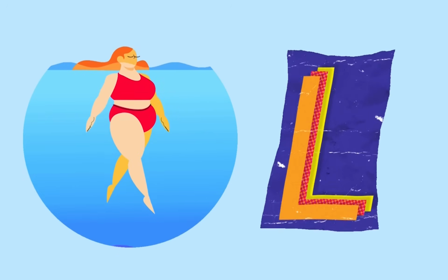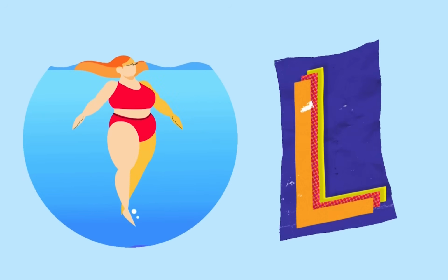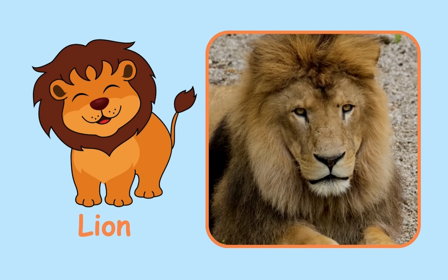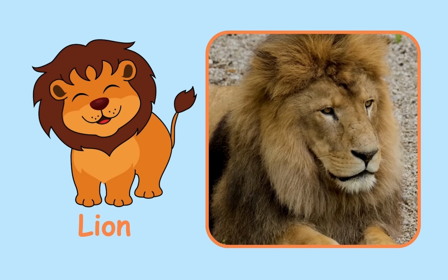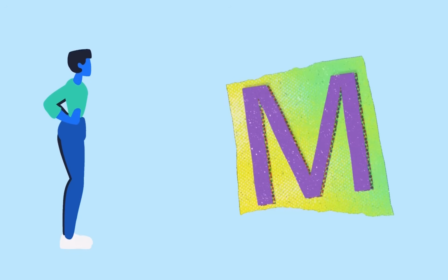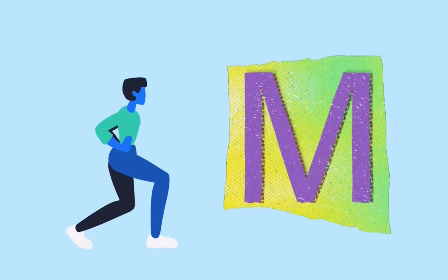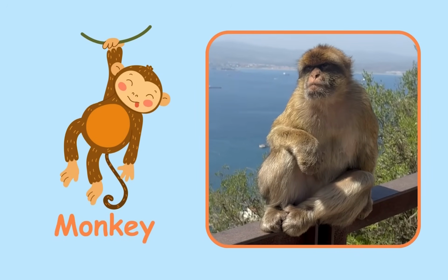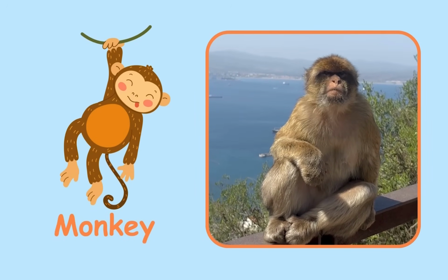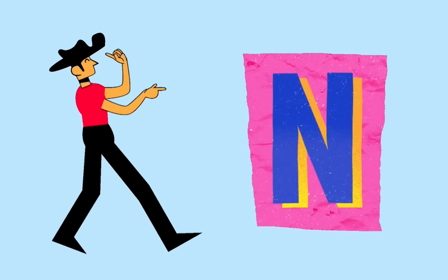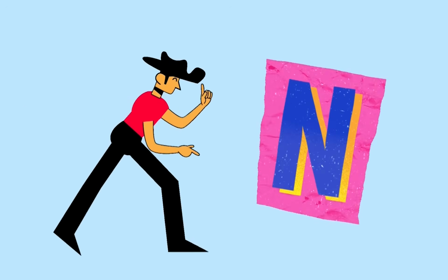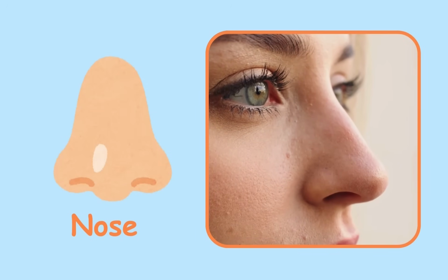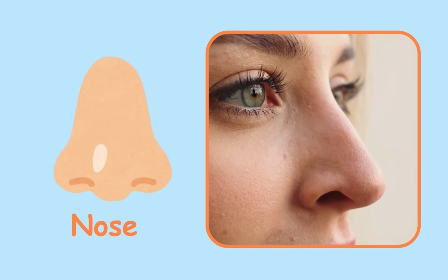This is letter L. Lion starts with letter L. Letter M. Monkey starts with letter M. This is letter N. Nose starts with letter N.